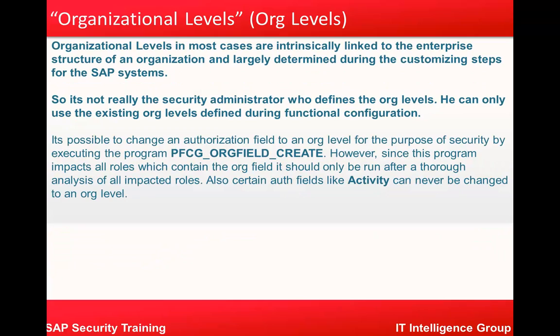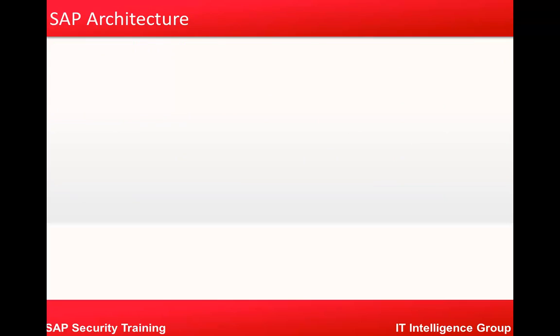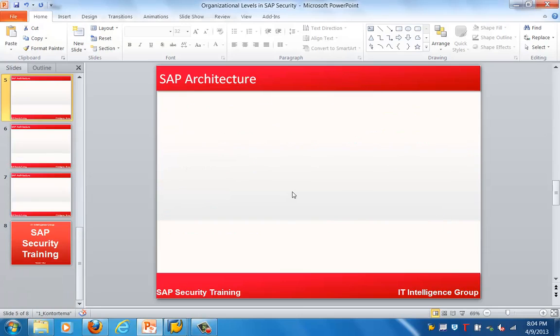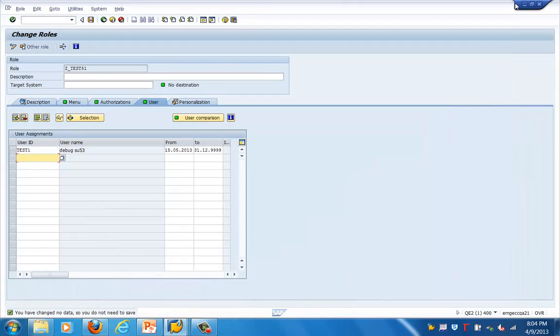Organizational levels in most cases are intrinsically linked to the enterprise structure of an organization and largely determined during the customization steps of the SAP system. So it is not really the security administrators who define the org levels. They can only use the existing org levels defined during functional configuration. So that is about the security based on the organizational levels. That's what I wanted to cover in this particular training session.